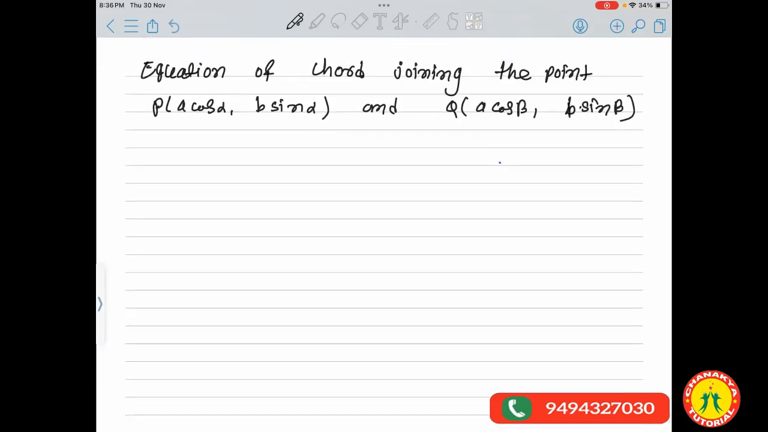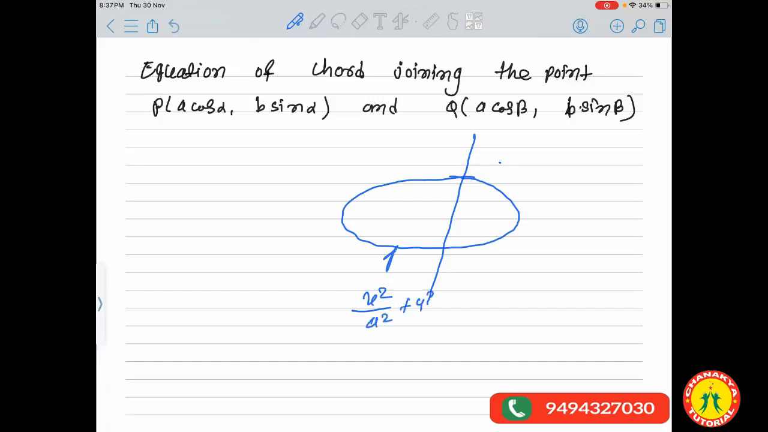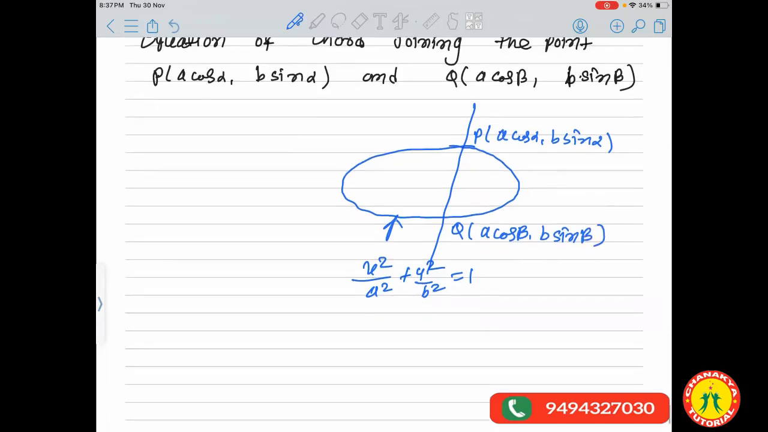So you have to find the equation of the chord when the points on the ellipse are a cos alpha, b sin alpha and a cos beta, b sin beta. So simply we can write a line equation, like chord is also a line, right? So 2 points are given, right? So this is the chord. Let the ellipse equation be x square by a square plus y square by b square equal to 1. So now let P point be a cos alpha, b sin alpha, and Q point be a cos beta, b sin beta. Got it? So now we can write the equation.